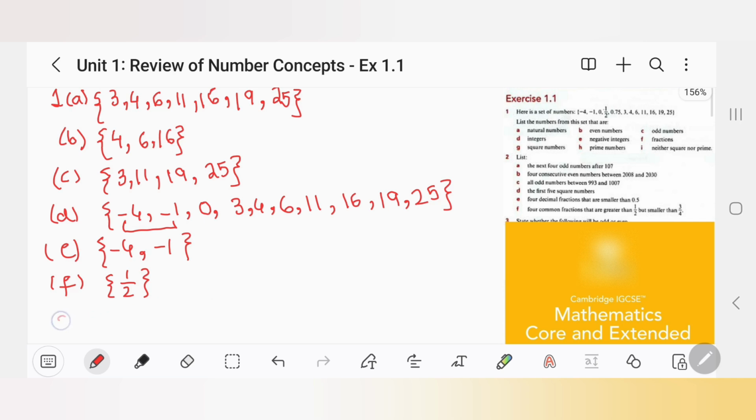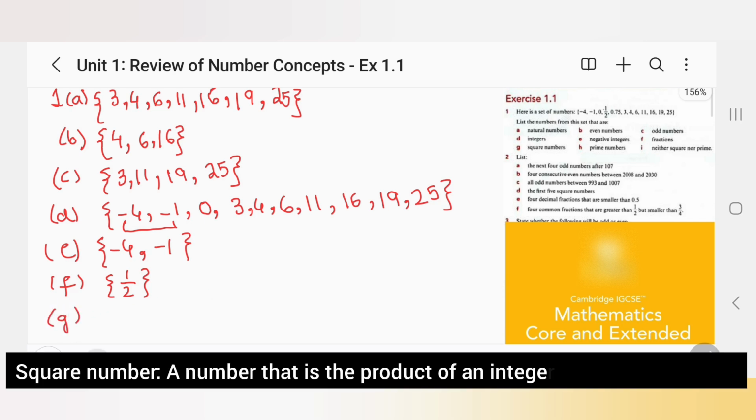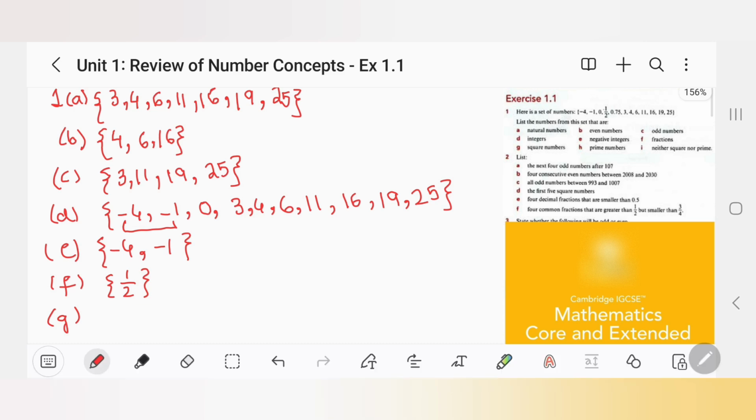Okay, after this we have G. G are the squared numbers. Keep in mind that square numbers are those which are multiplied by the same number with itself. For example, 2 times 2 is 4. So 2 squared is 4. 4 is a squared number. So here I will write all the squared numbers. The numbers here are 4 first of all, then we have 16, and then we have 25. And in our grade 5 and 6 we have learned the list of these squared numbers, right?